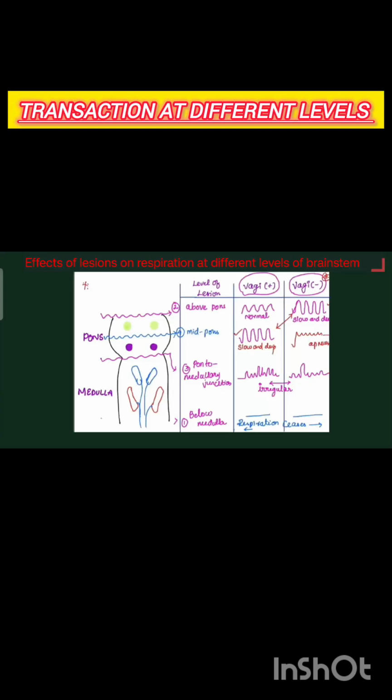In this video, we are going to learn about the effect of lesions, or the effect of transection, on respiration at the different levels in the brainstem. In this diagram, you can see the upper one is the pons and this is the medulla. The upper ones are the pneumotaxic center and the apneustic center, and these are the respiratory centers DRG and VRG, that is the dorsal respiratory group of neurons and the ventral respiratory group of neurons.